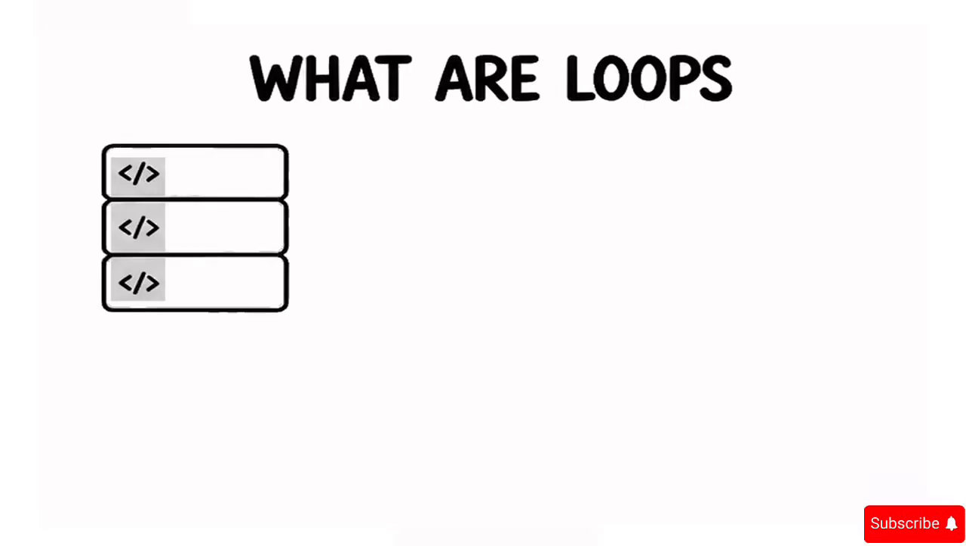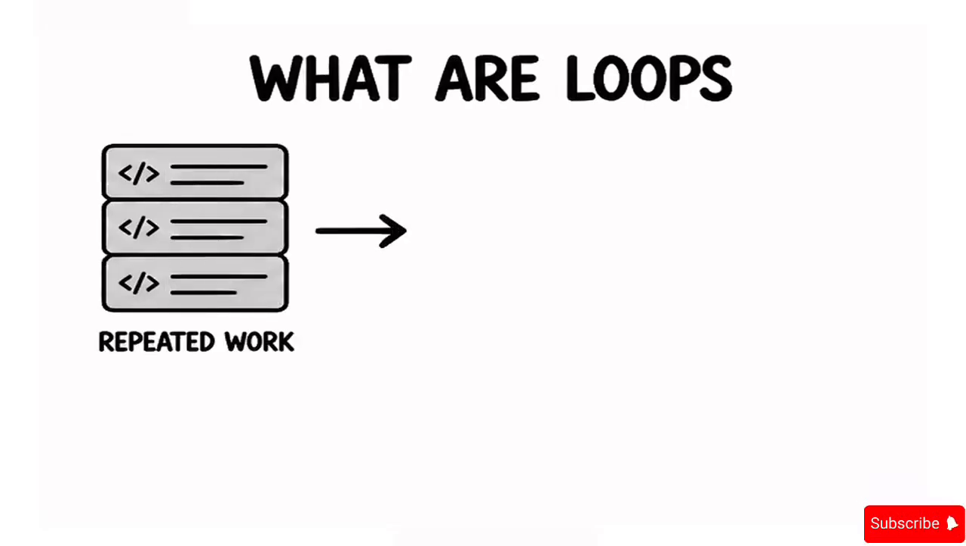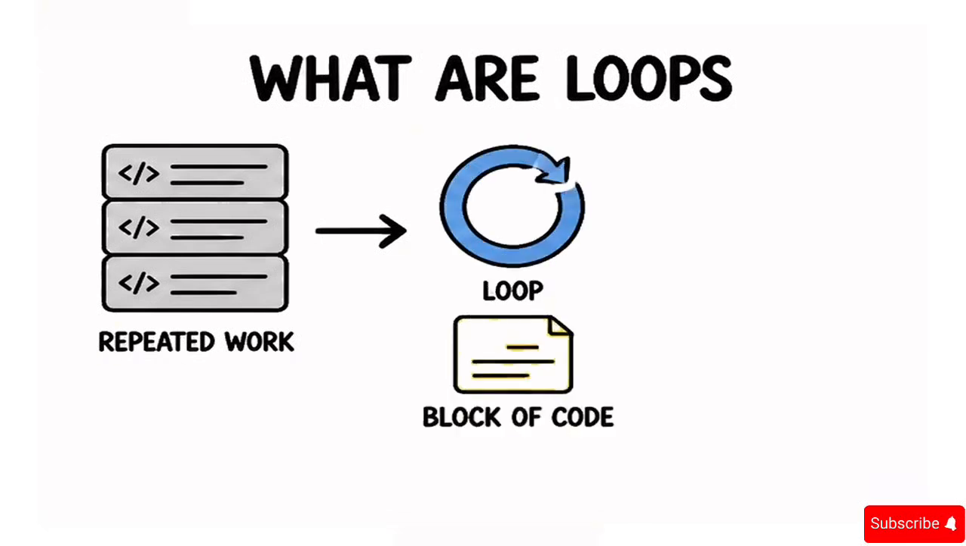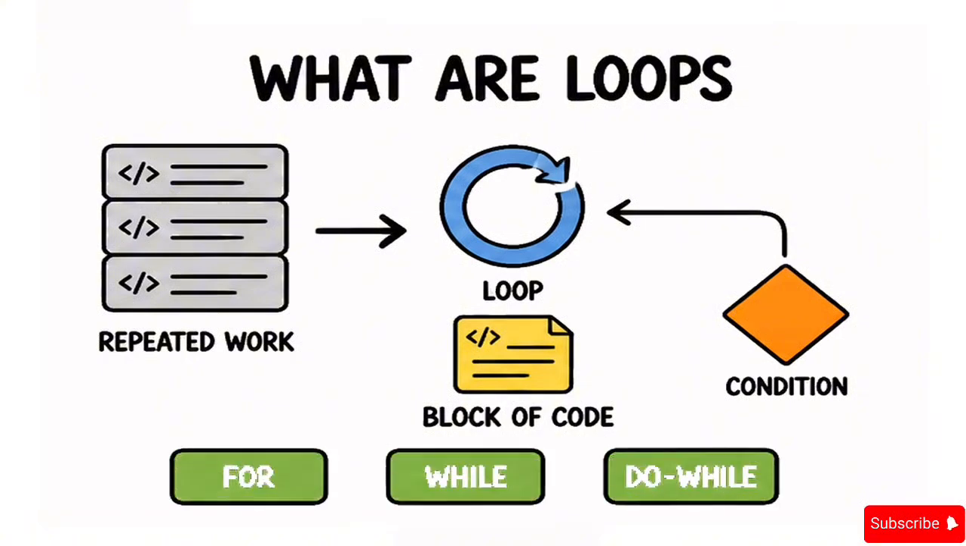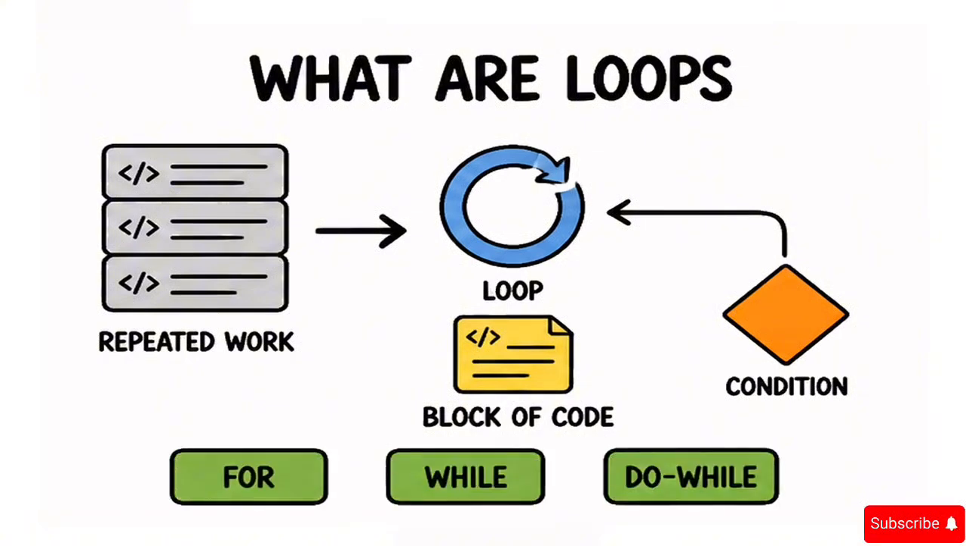Programs often need to repeat work. Instead of writing the same line 10 times, we use a loop. A loop runs a block of code again and again until a condition tells it to stop. Today, we explore 3 loops: for, while, and do while.